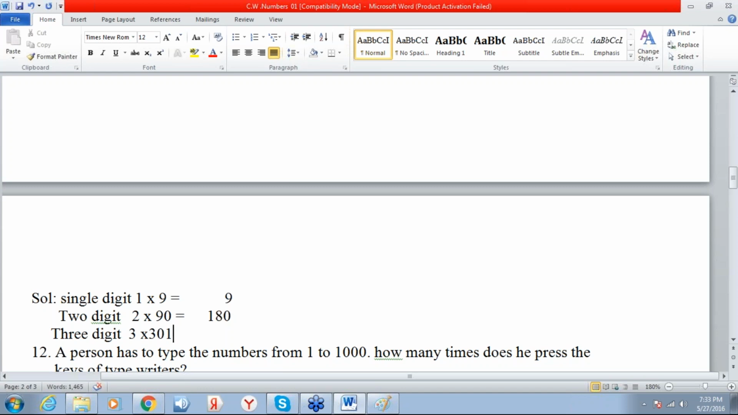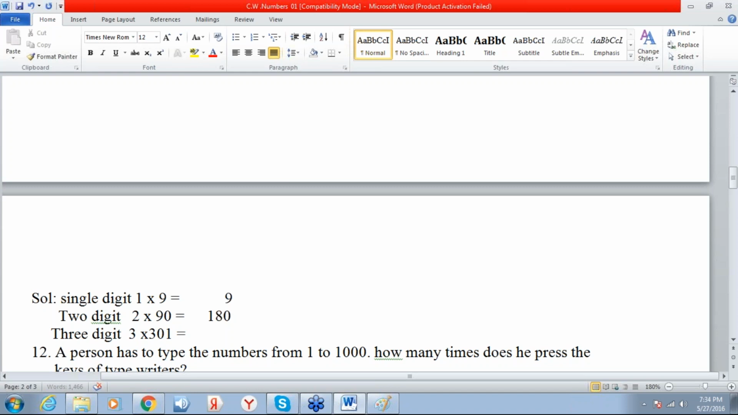From 10 to 20, how many numbers are there? 20 minus 10 plus 1. All right, 11. We should include 10 also. Including 20, there are 11 numbers. In this way only they try to confuse you.